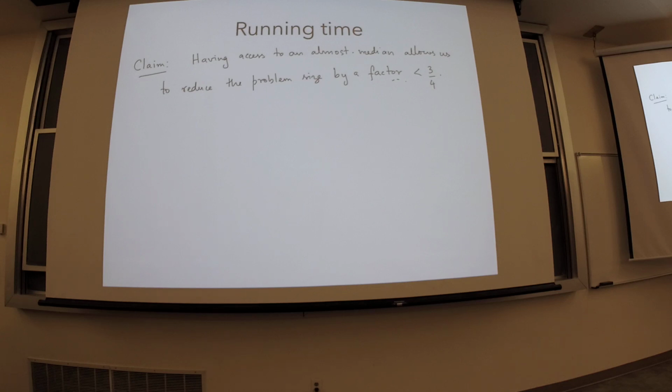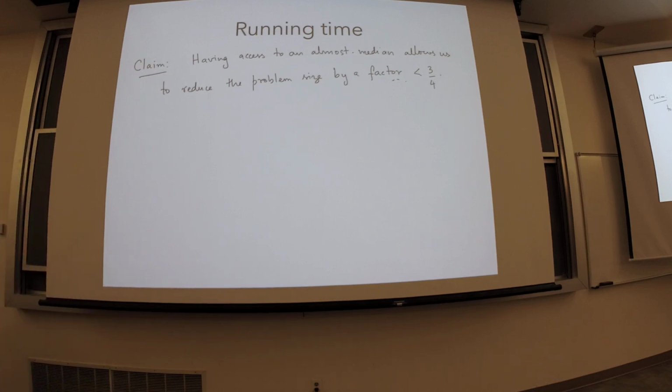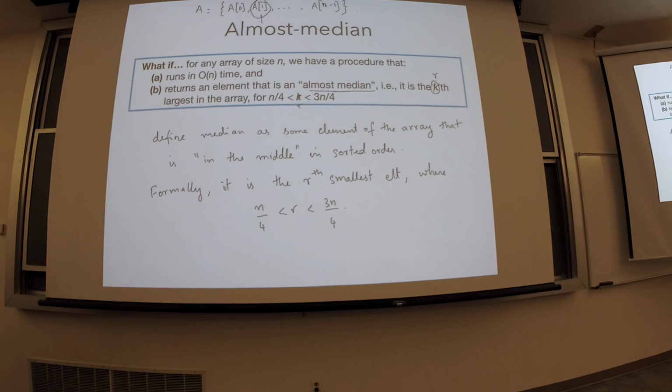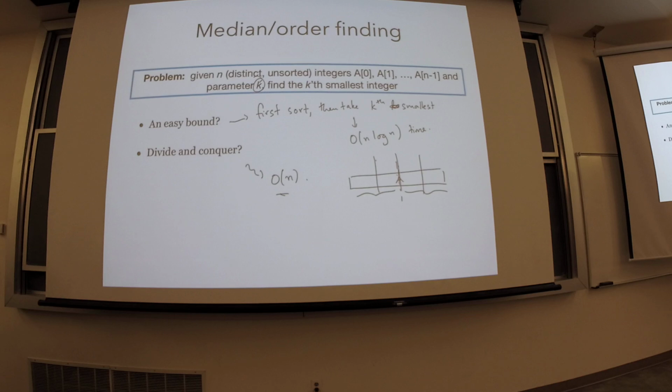Now this is my claim. Suppose you have access to an almost median of the array. Then you can reduce the problem size to something smaller than 3n by 4. Do you guys see that? What I'm saying is I give you some element that is somewhat in the middle. Can you see how you might be able to do this? Because your goal is to find the kth smallest integer.